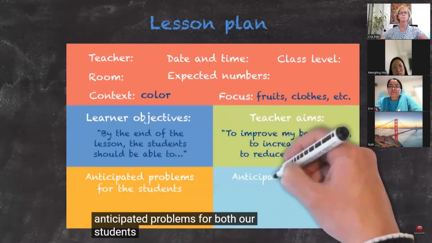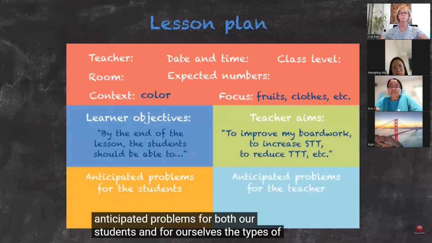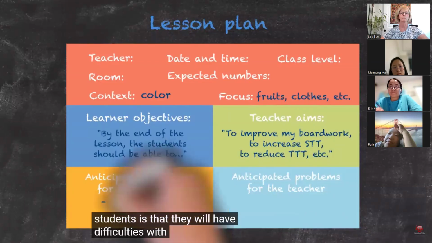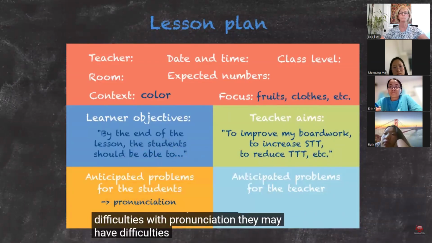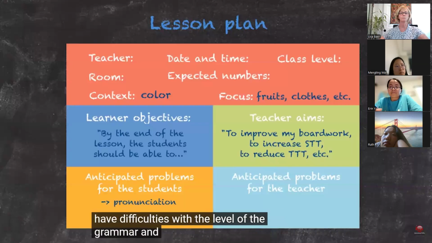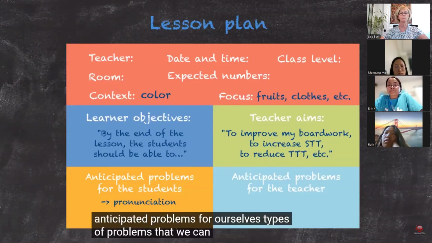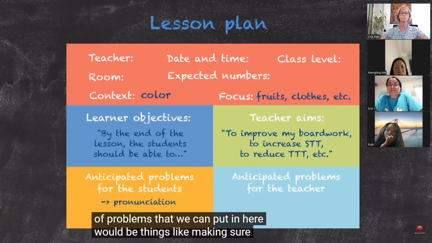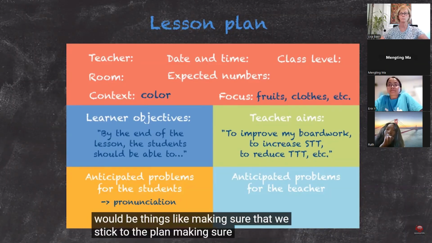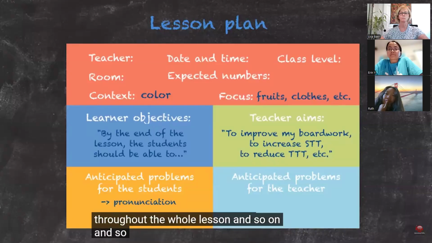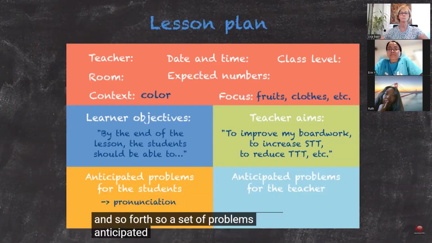The next section is going to relate to what we might call anticipated problems, and they'll be anticipated problems for both our students and for ourselves. The types of problems that we may anticipate from our students is that they will have difficulties with pronunciation, they may have difficulties with the level of the grammar and being able to put it into context, and so on and so forth. Anticipated problems for ourselves. Types of problems that we can put in here would be things like making sure that we stick to the plan, making sure that the focus of the lesson is maintained throughout the whole lesson, and so on and so forth. So a set of anticipated problems for the teacher and for the students.